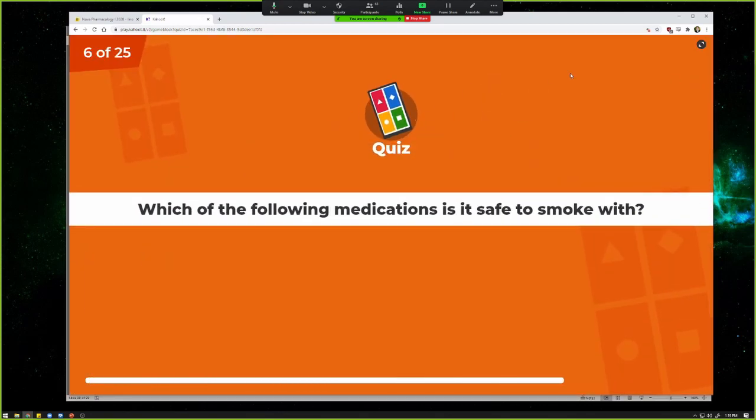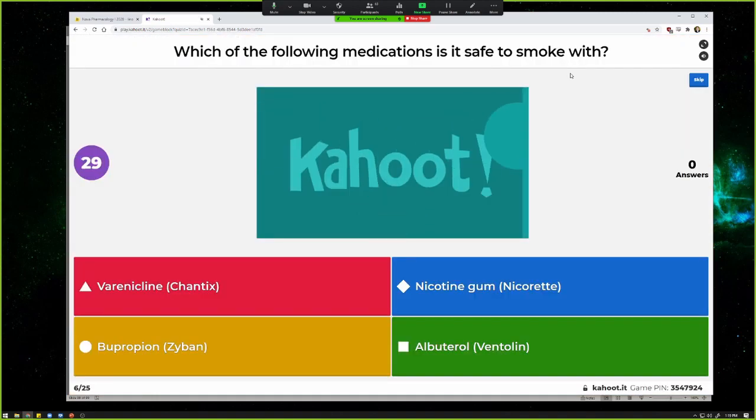Which of the following medications is it safe to smoke with? You'd smoke with no drugs, but if you had to smoke with a drug, which one could you do it with? Varenicline, nicotine gum, bupropion, or albuterol?